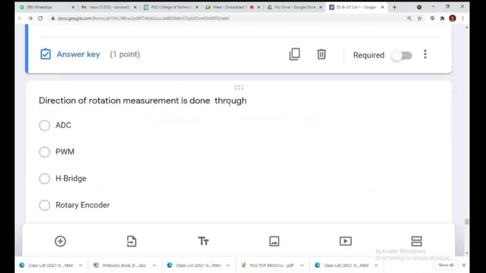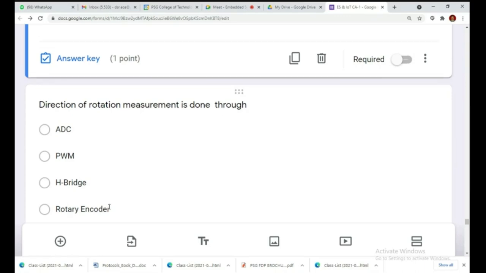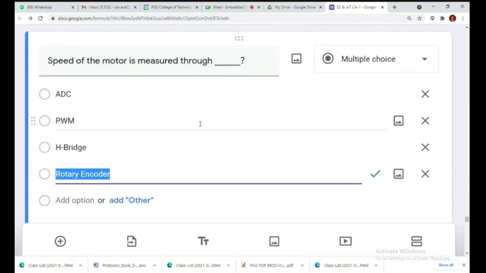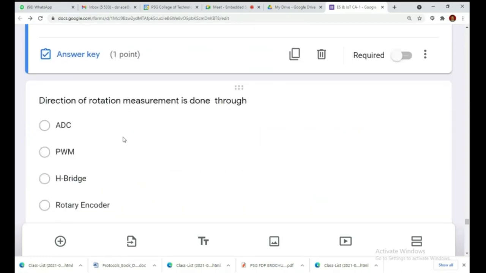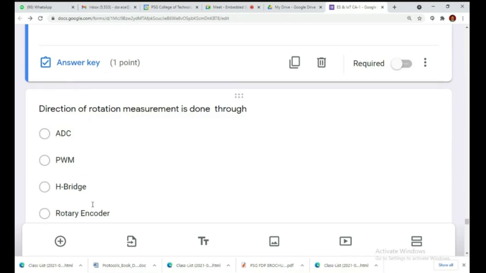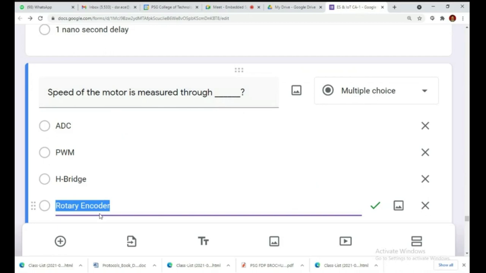Direction of the rotation measurement is done through, here also, rotary encoder. Direction of rotation is changed through H-bridge, but direction of rotation measurement is done through rotary encoder. So whenever there is a rotary encoder, it becomes a closed loop control system. The speed of the motor becomes closed loop control through rotary encoder. Similarly, to understand in which direction the motor is rotating, we have to use only the rotary encoder. Direction of rotation measurement is done through rotary encoder. Similarly, speed of the motor is measured through rotary encoder.